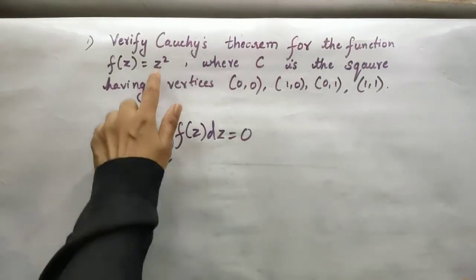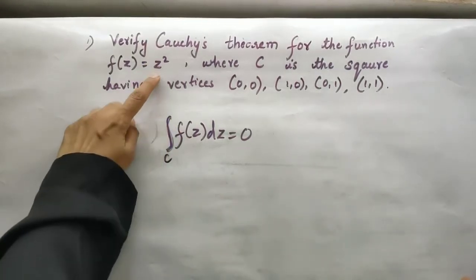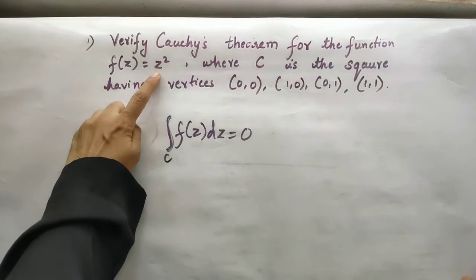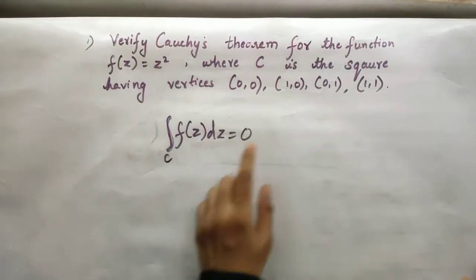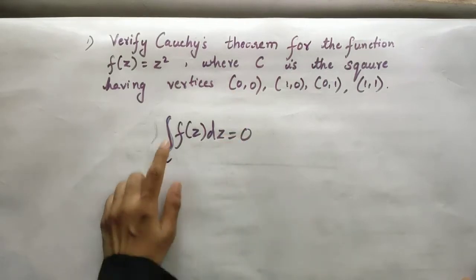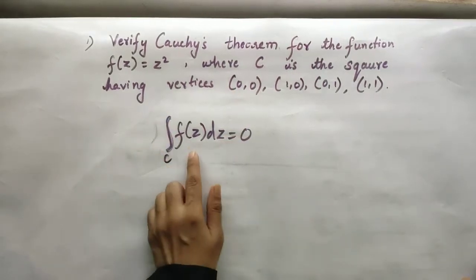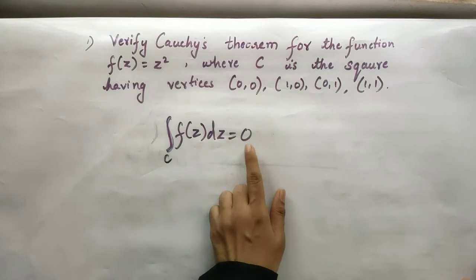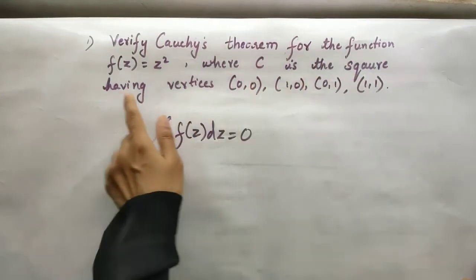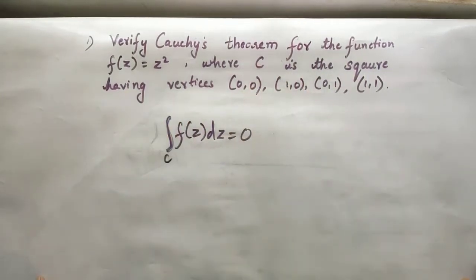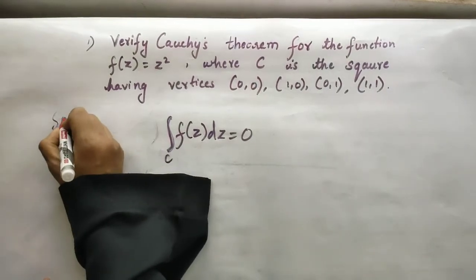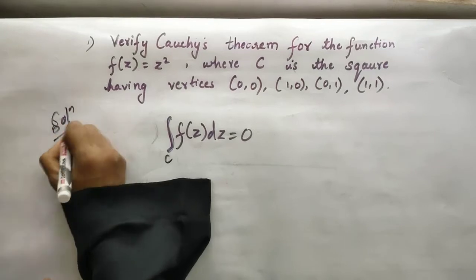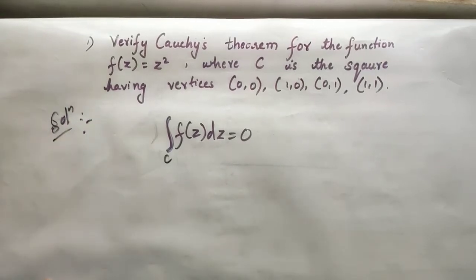F of z is z square here. Now z square, you all know, it is analytic, it is differentiable, right? And hence you have to verify Cauchy's theorem, that integration over the curve C, f of z is equal to z square dz is 0, where C is this square having the vertices 0,0, 1,0, 0,1 and 1,1. For that, to start with the solution, first let us consider what is our curve C.